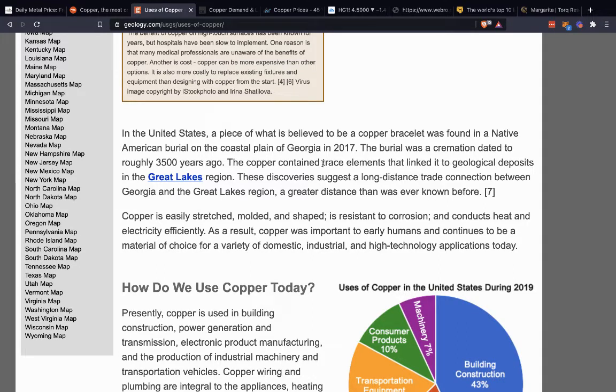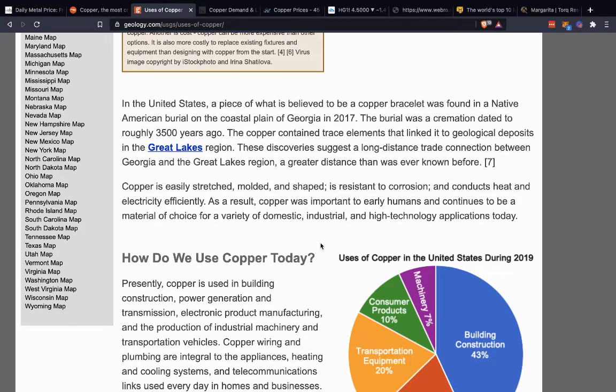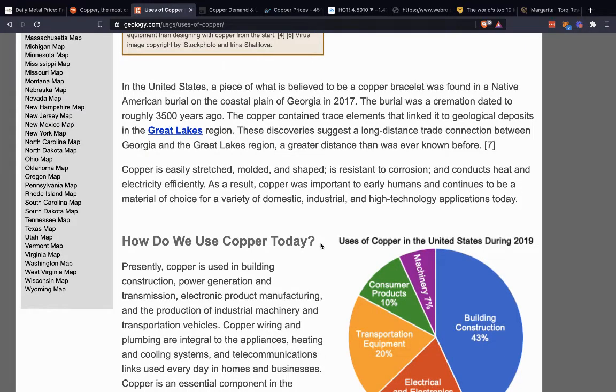The copper contained trace elements that linked to its geological deposits in the Great Lakes region. These discoveries suggested a long-term distance trade connection between Georgia and the Great Lakes region, a greater distance than was ever known before. Copper is easily stretched, molded, and shaped, is resistant to corrosion, and conducts heat and electricity efficiently. As a result, copper was important to early humans and continues to be a material of choice for a variety of domestic, industrial, and high technology applications today.